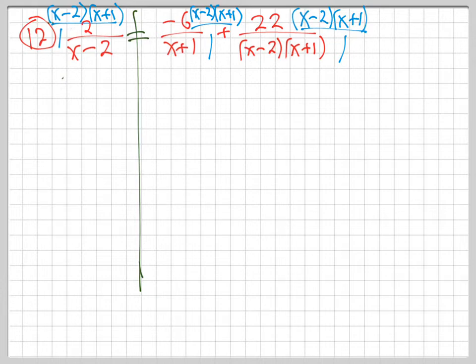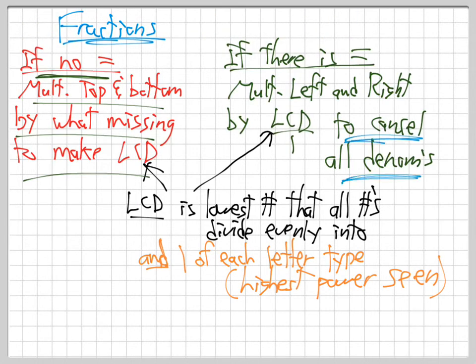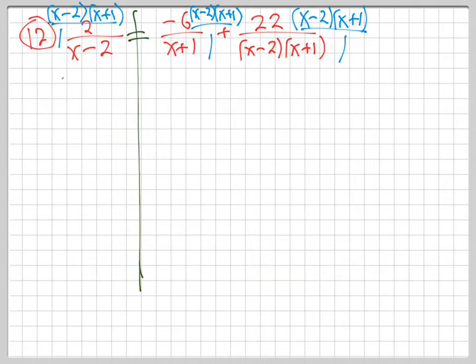So if there is an equal sign, you multiply left and right by the LCD to cancel all denominators, right? To cancel all denominators. So let's do that. x minus 2, gone. Well, what's left in that first fraction? What's left over? This 2 here and the x plus 1. If you can read all my scribbles, is that clear enough for you to see? Is that okay? Can you guys over here see that okay with that glare and everything?